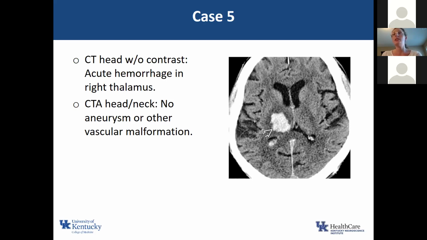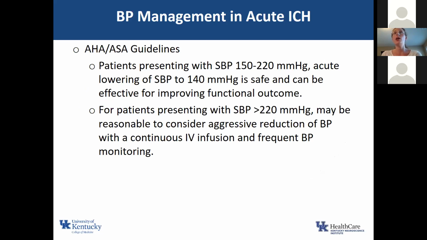So this is a non-con CT head. You see this hyperdensity in the right thalamus. On the angiogram, there was no vascular malformation or aneurysm. So this is a pretty straightforward bleed within the thalamus, which is a common location when it's secondary to hypertension. So it's going to be really important in ICH to manage the blood pressure.